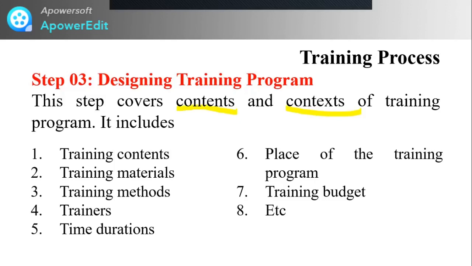It includes training content. What are the things we are going to teach? Training material. What are the materials we use? Training method. How to do the training program? Who are the trainers? Then time duration: the duration for the whole program as well as the duration for each session. Place of the training program, whether workplace or outside the workplace. Then training budget. What is the budget we have for this training program? These things are important when we are designing a training program.